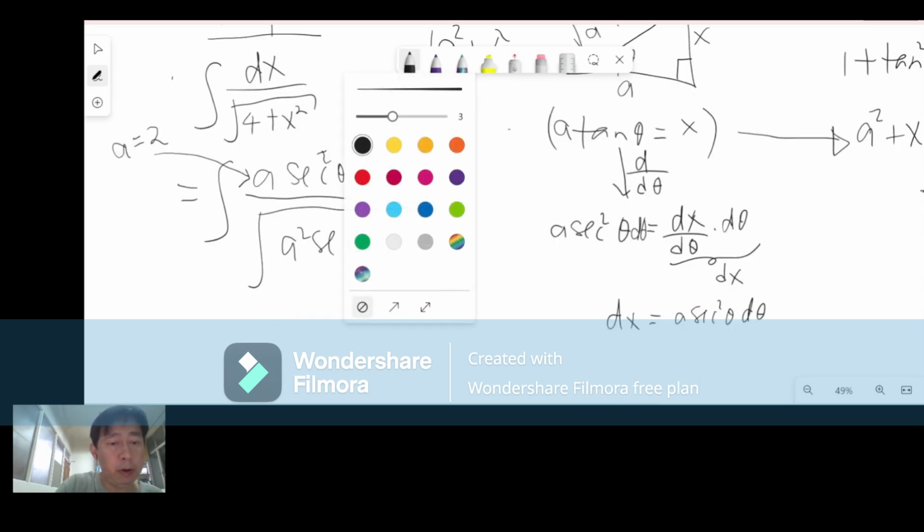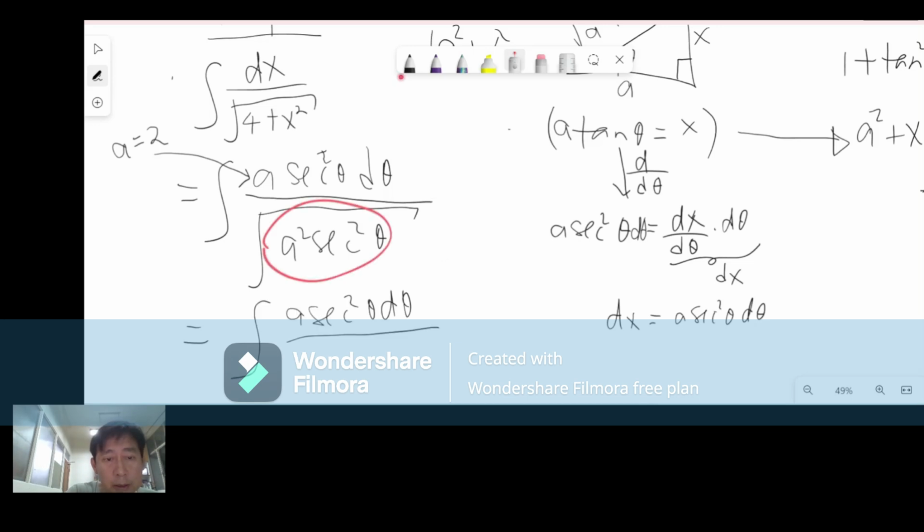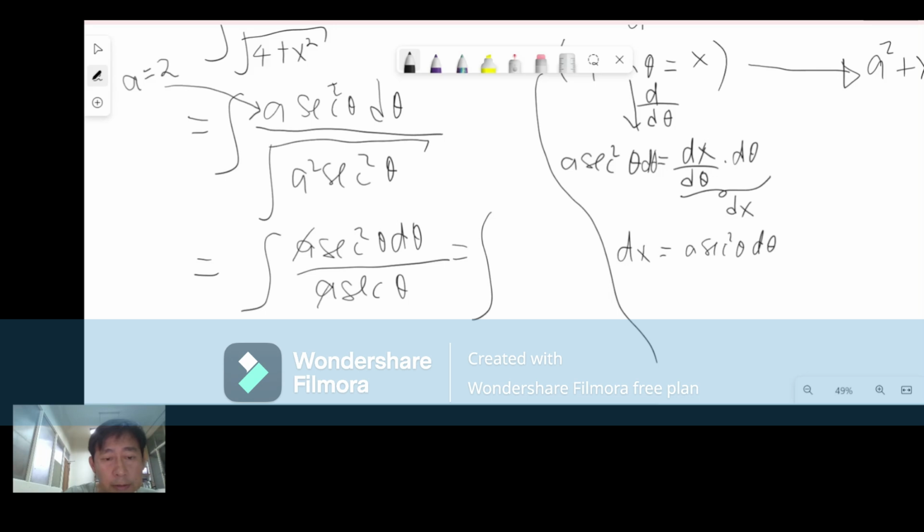Up to this point, we have shown that the integration with respect to x for 1 over the square root of 4 plus x squared has been converted into an integration with respect to the variable theta. The integration here can be simplified further. The denominator is a secant theta. So the a term gets cancelled off, and so does the secant term. That leads to secant theta d theta.